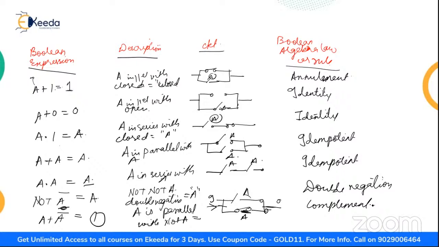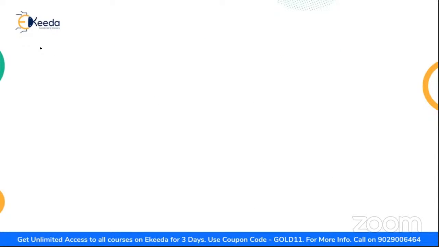Okay, so again we'll see another one, that is A dot A bar, that is equal to 0.